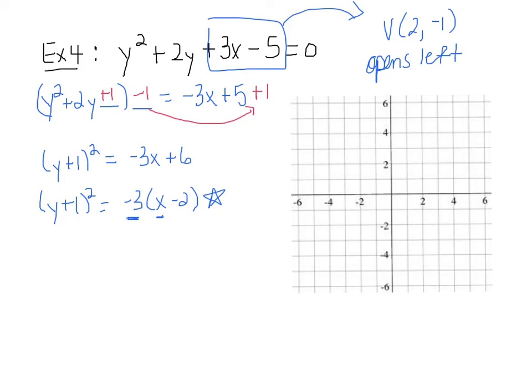Alright, now let's go ahead and rearrange it to get that x value by itself. So we're going to just completely turn this equation around. Negative 3 times x minus 2 equals y plus 1 quantity squared. We're going to multiply by the reciprocal. The reciprocal is a negative 1/3.